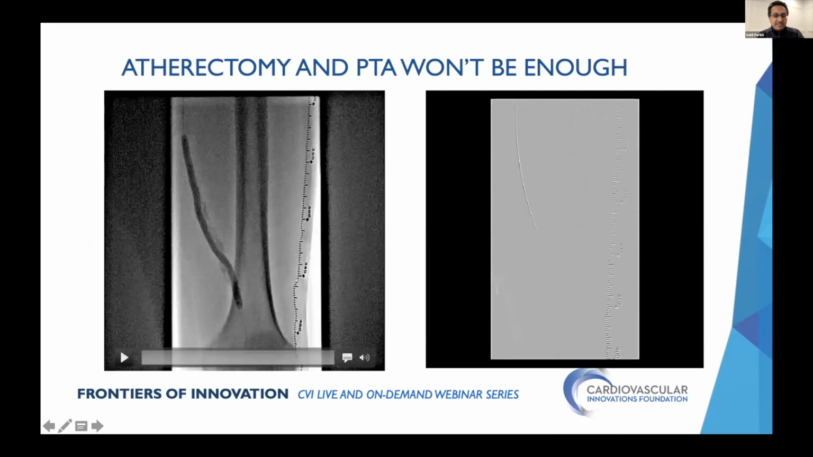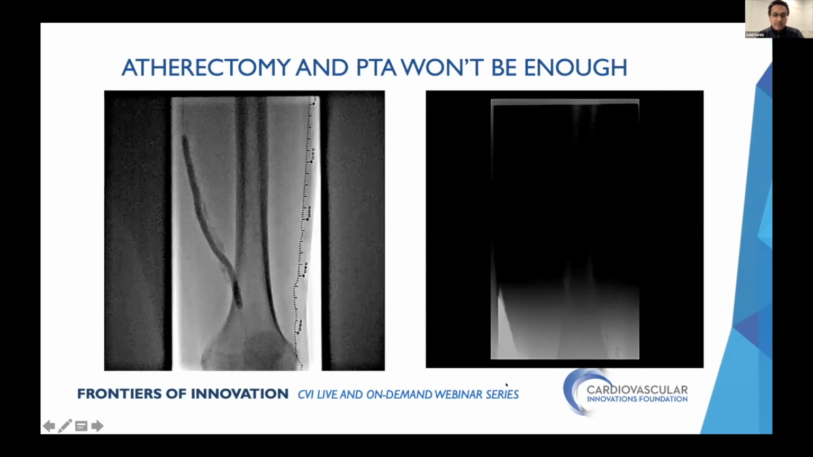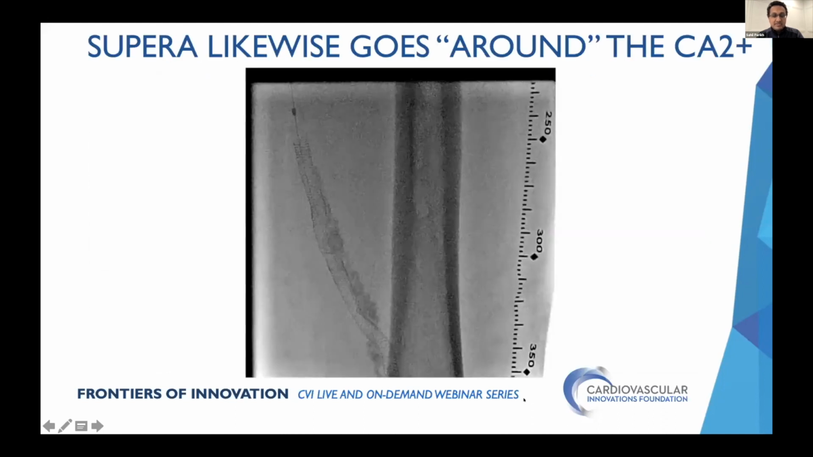Balloon angioplasty looks like the balloon expands, but again, it's going around the calcium, and we don't have the kind of expansion. And I think that what we've learned from coronary intervention is vessel expansion is the key to preventing long-term TLR, whether it's thrombotic or in-stent restenosis.